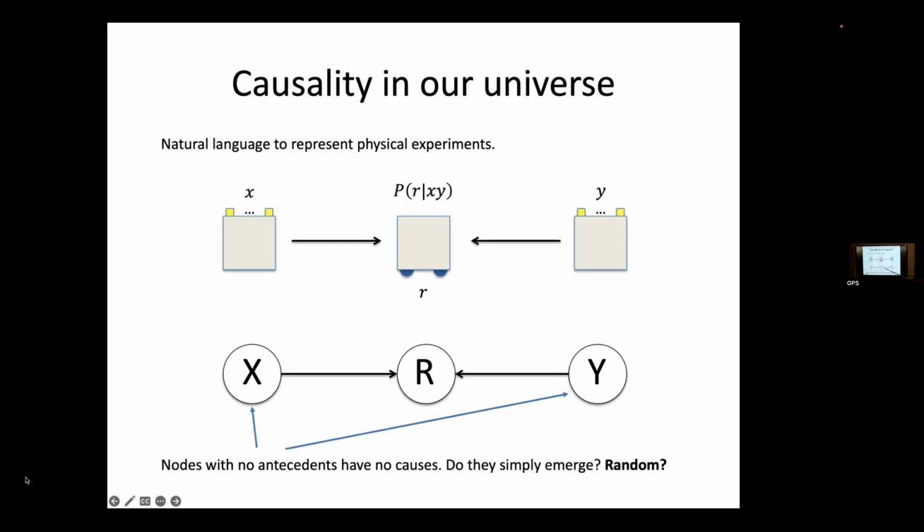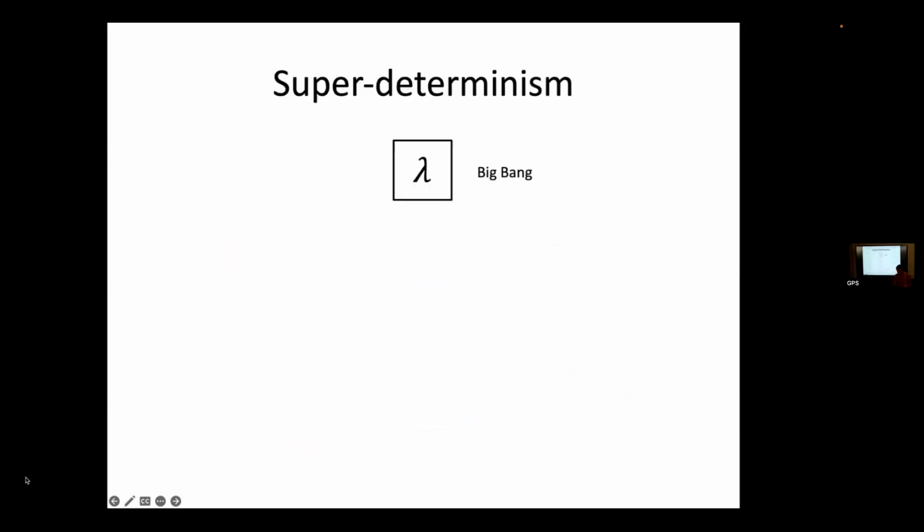If you draw something like this, here you see you have this variable that has no antecedents. So it seems as if there was no cause for it. So it seems to emerge. You may argue that this is random. I don't think we want to go that far. I don't think people mean that this is random. It simply means that if you know this variable, this is enough to understand the causation of what happens here.